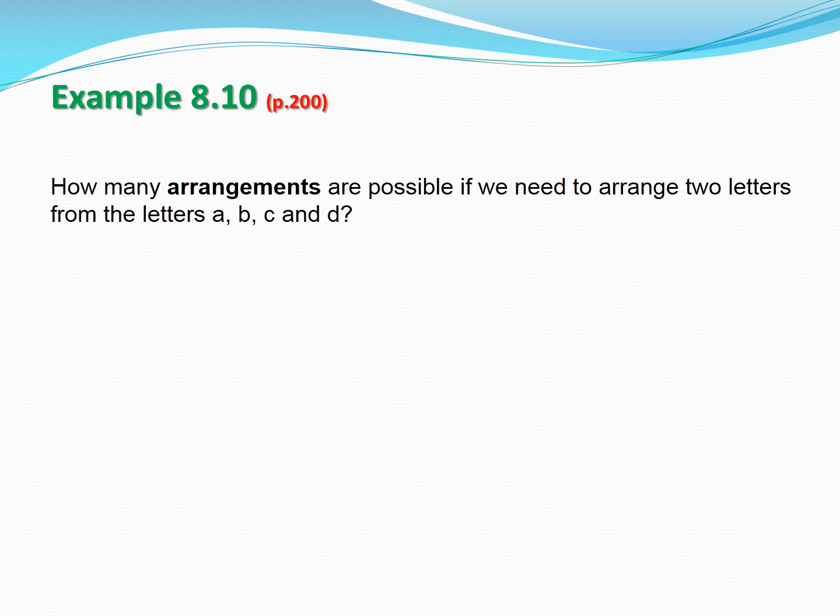For example, in example 8.10, they tell you how many arrangements are possible if we need to arrange 2 letters from the letters A, B, C, and D. So we have 4 letters in total, that will be my N, and we have 2 letters that we want to select. So I will have R equal to 2, so 4 permutation 2 will then give us 12. You can do that on your calculator, or use the formula, or you can say 4 times 3 will be 12, because you have 4 possible letters in the first position, and then 3 possible letters for the second position.